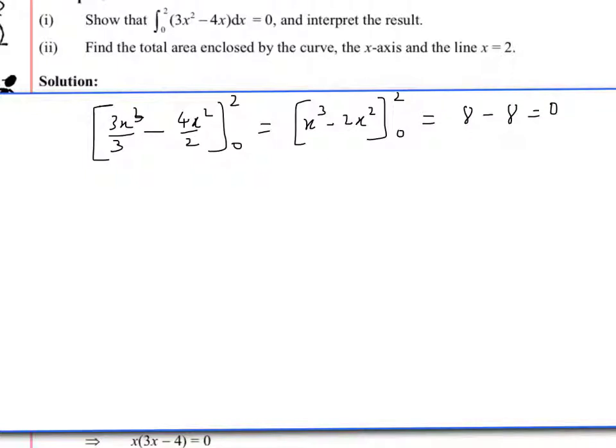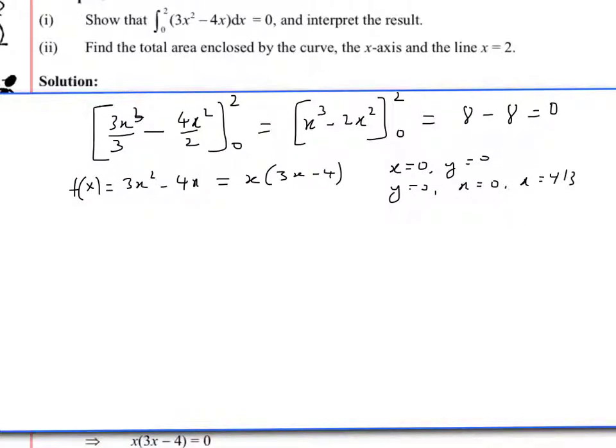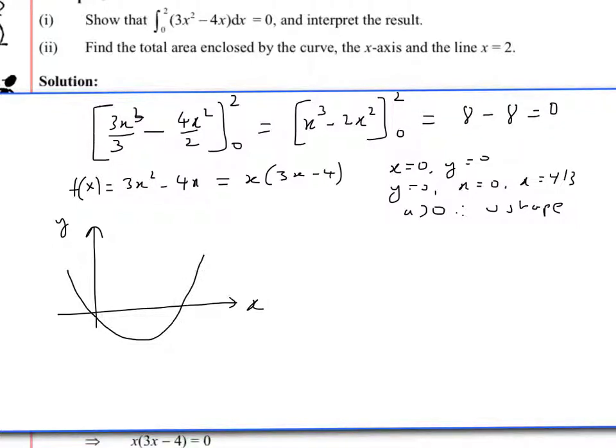Now why does that happen? To see why, we'll need to draw a sketch of the curve. So we've got f(x) equals 3x squared take away 4x. Let's factorize this, so we take out the x and we've got x times 3x take away 4. If we make x equals 0, we get y equals 0. Make y equals 0, x equals 0 or x equals 4 over 3. We also know a is greater than 0, therefore it's a happy shape, and it should look something like this. You come down, it's a happy shape, go up. Now this point here is 4 over 3, and the other root is at 0. Now 2 is somewhere around over here.